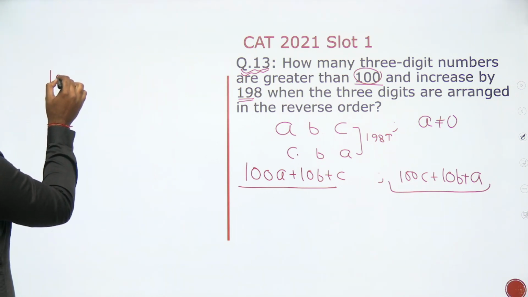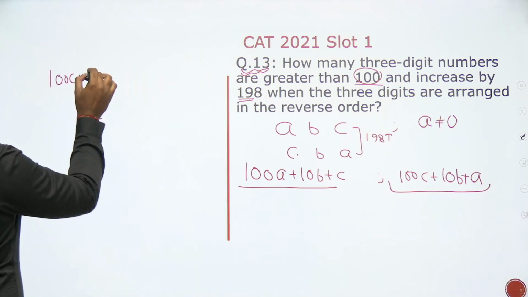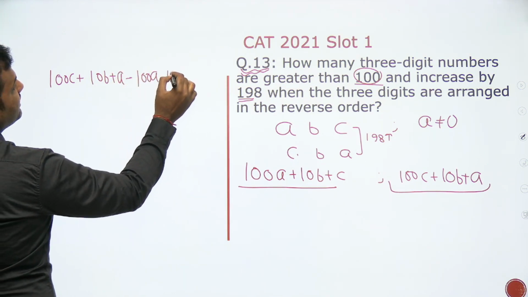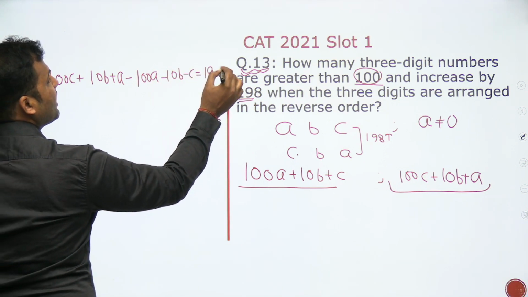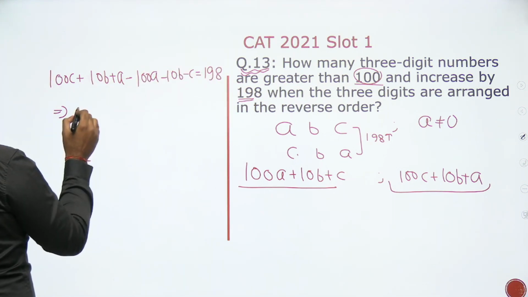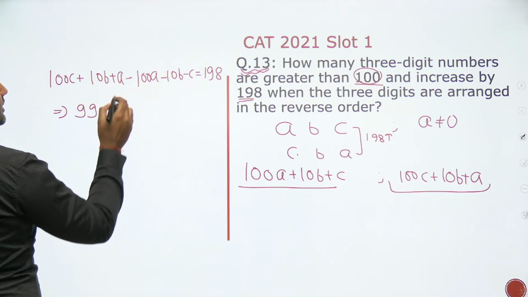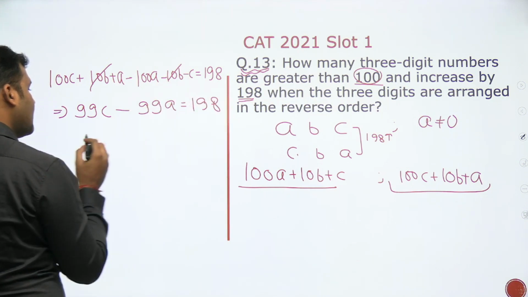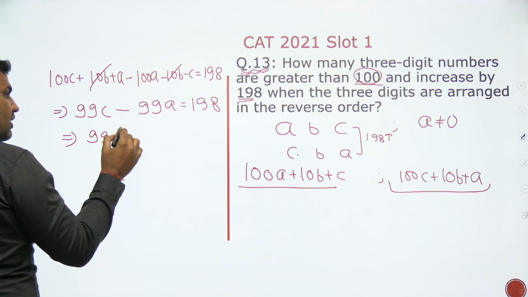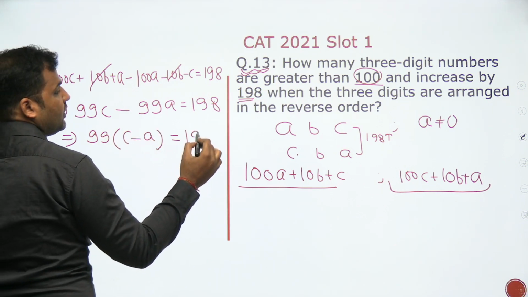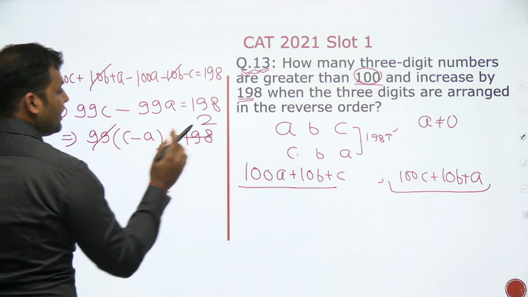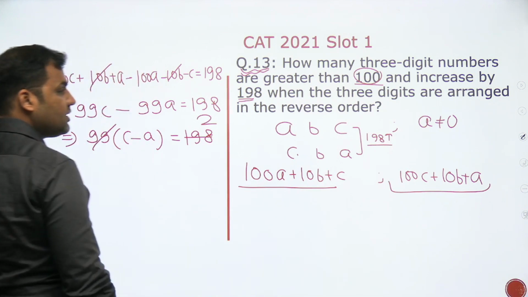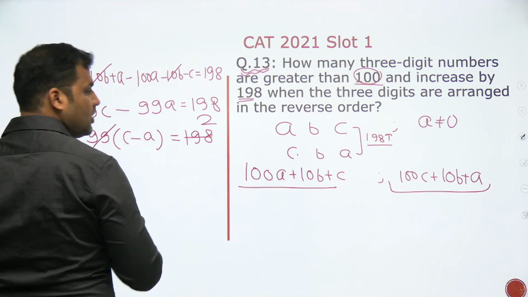So now write it down. 100C plus 10B plus A minus 100A minus 10B minus C is equal to 198. 100C minus C is 99C. This gets cancelled. This is minus 99A. This is equal to 198. ये value हो जाएगा 198 के equal. So 99 will be taken as common, and this will cancel it on 2. So what I need is, if I want to satisfy this condition कि digits का reverse करने पे number 198 से increase होना चाहिए, तो C और A के बीच में 2 का difference होना चाहिए.